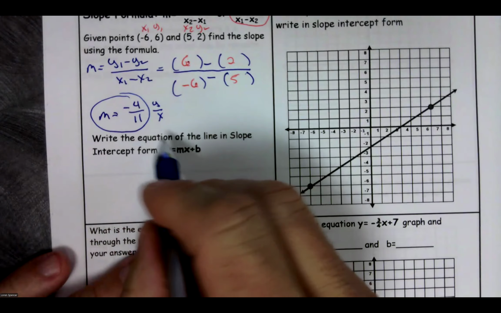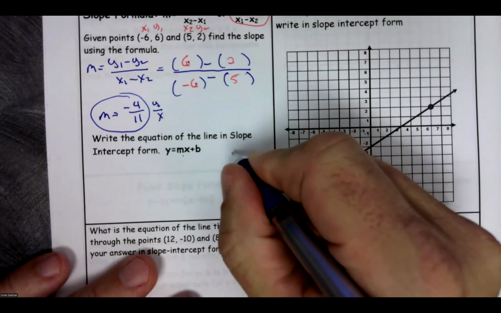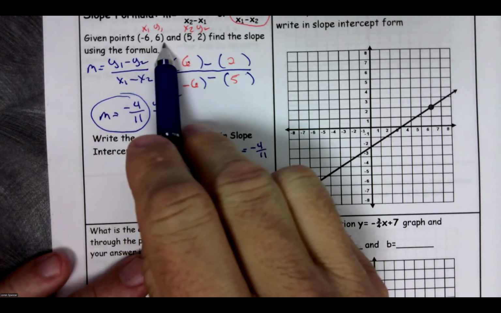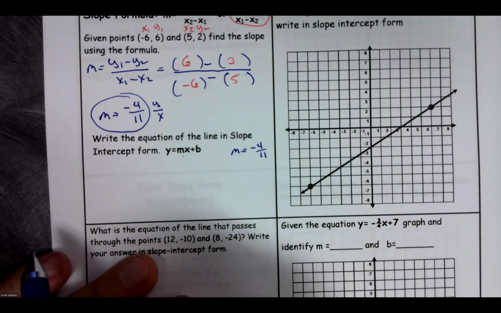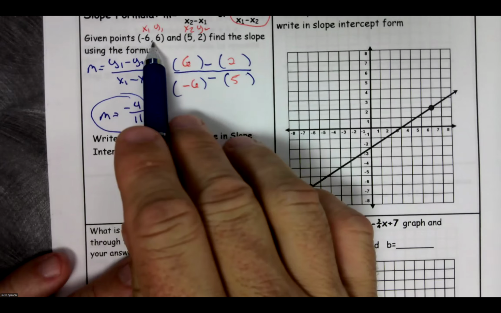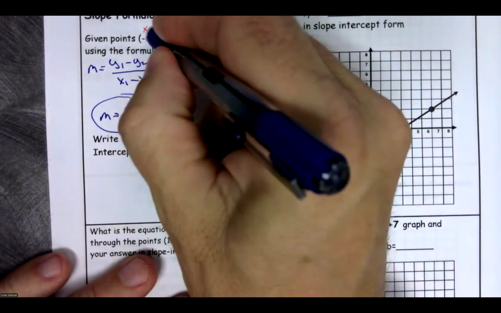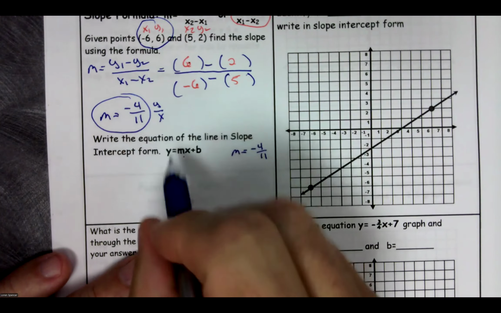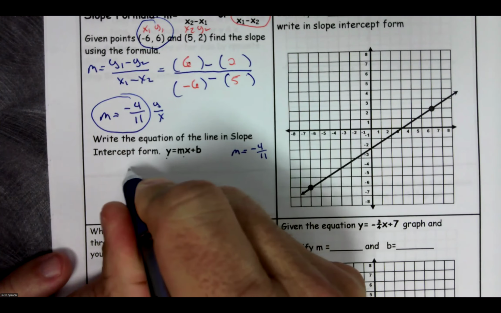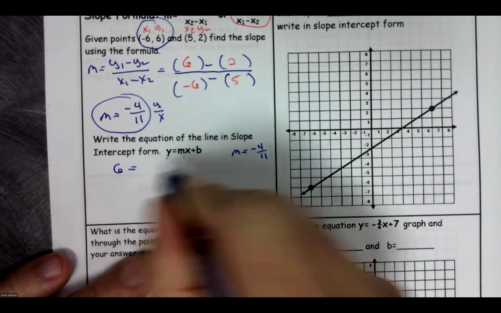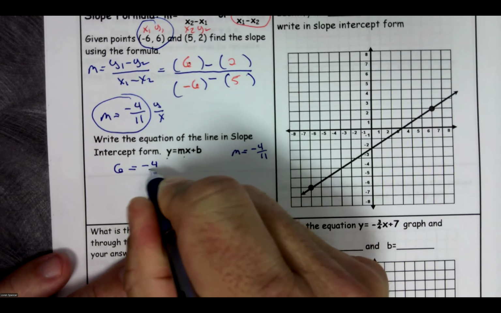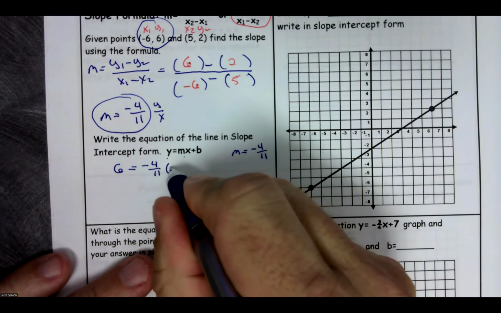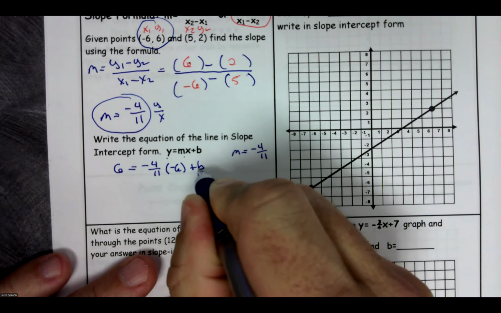By hand, I would sit there and go, well, I know my slope, so I can plug that in. So I know my slope is m equals -4/11. And I can choose either one of these ordered pairs. It really doesn't matter. I'm just going to choose the first one just because it was the first one, but I could have just as easily chosen the second one. So I'm going to plug in -6 for x, 6 for y. So 6 equals -4/11 times, and x happens to be -6, plus b.